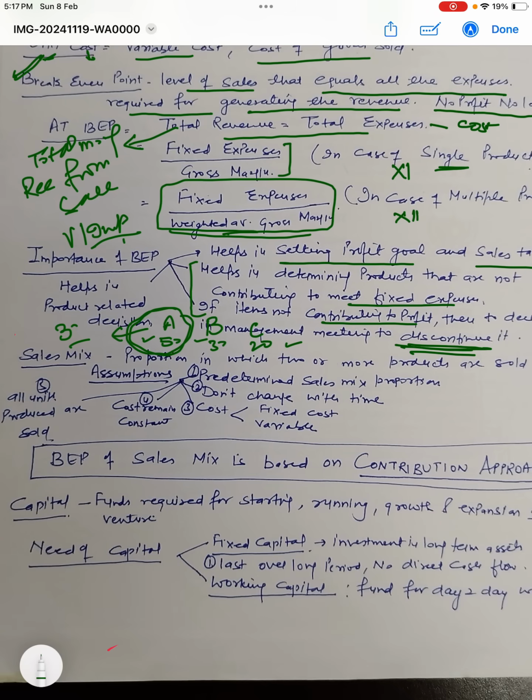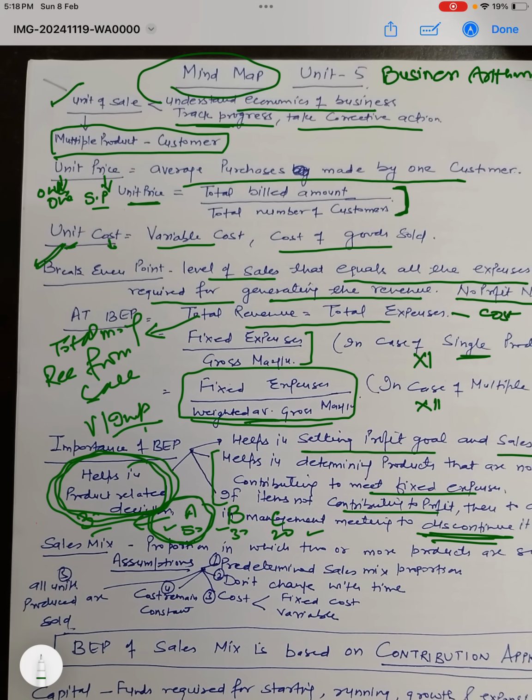Break even point also helps in taking product related decisions. Product related decision can be a one marker question to you. In case of this unit of sale, just be careful, unit of sale is a management tool, write it down here.